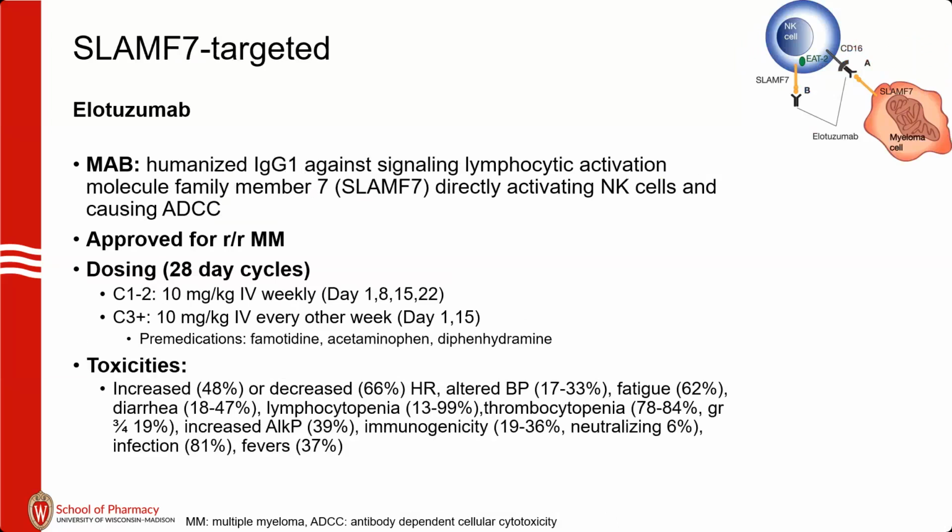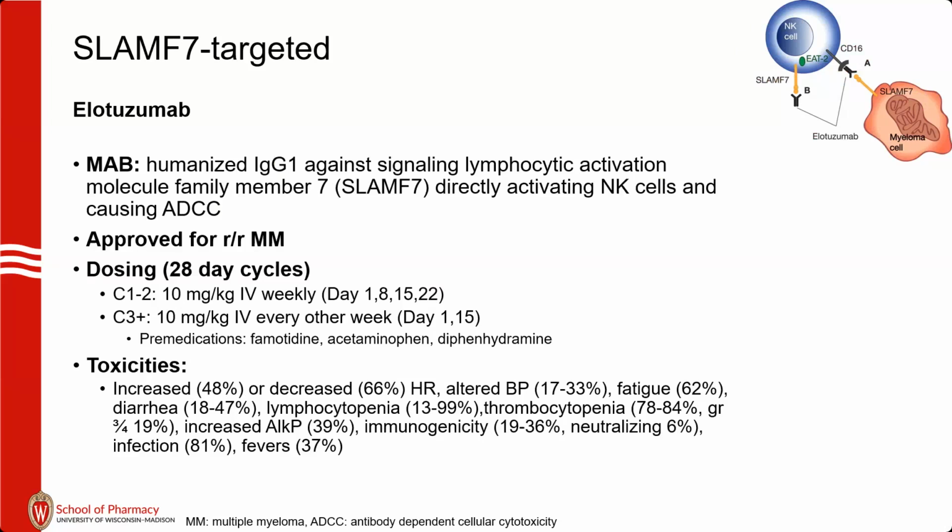Elotuzumab is our other monoclonal antibody for multiple myeloma. It does target a slightly different target on the multiple myeloma cells and has a slightly different mechanism. This targets SLAMF7 and it activates NK cells. So a slightly different mechanism there, and dosing here on the slide. What I will point out here is the toxicities are quite a bit different.